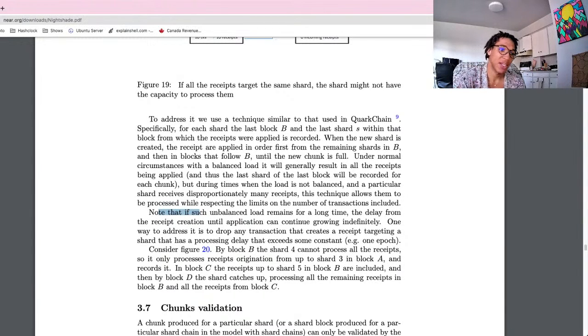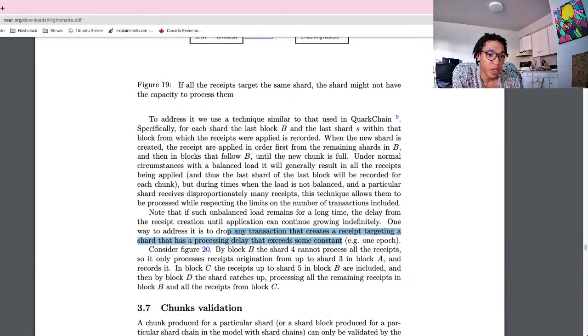One way to address it is to drop any transaction that creates a receipt targeting a shard that has a processing delay that exceeds some constant, 1 epoch. And here, an epoch is like a day or two, or a couple of days. So that makes sense. If a shard's overloaded, you just can't use the shard. I don't like that as much because you're removing the ability for people to use a shard they might need to use. So arguably I'd say let them use it, but just have the fee be higher.